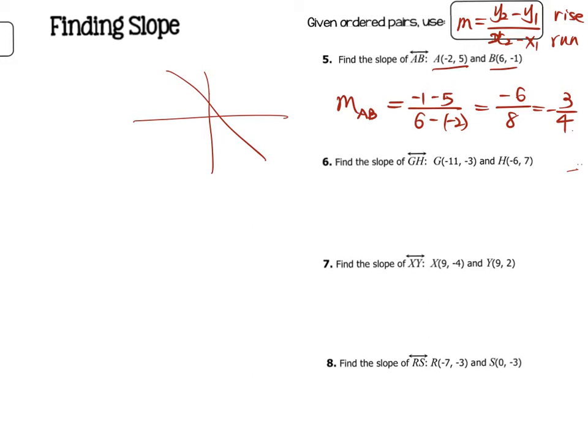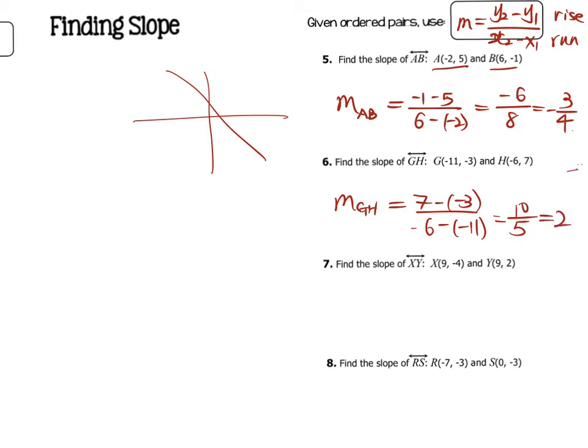Let's look at number 2. Same thing, you just plug it in. So you're asked to find the slope for GH. And again, that's 7 minus -3 over 6 minus -11. And you should have 10 over 5, and that's 2.